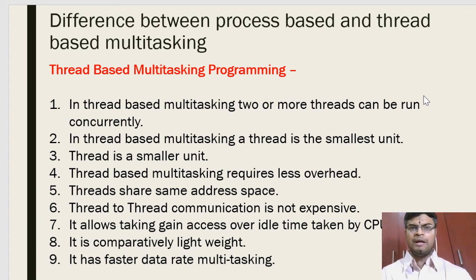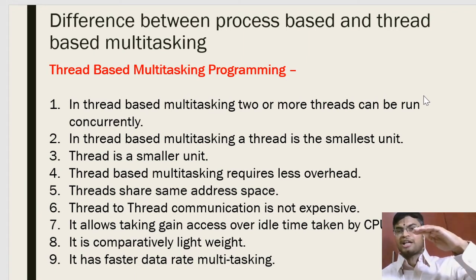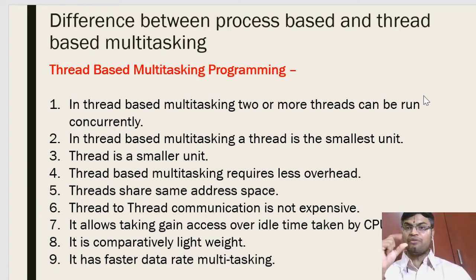So we'll see the first point. In thread-based multitasking, 2 or more threads can be run concurrently. Here we are talking about threads, not processes. A process is nothing but a complete collection of all functions together. But a thread is normally a single function. Next, second point, in thread-based multitasking, a thread is the smallest unit. In the previous slide we saw a process is the smallest unit for process-based multitasking. In this case, it is the thread which is the smallest unit.